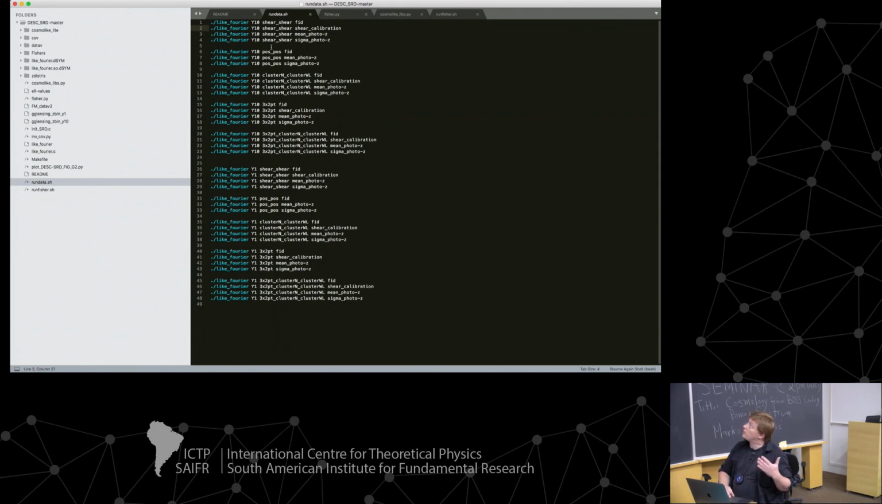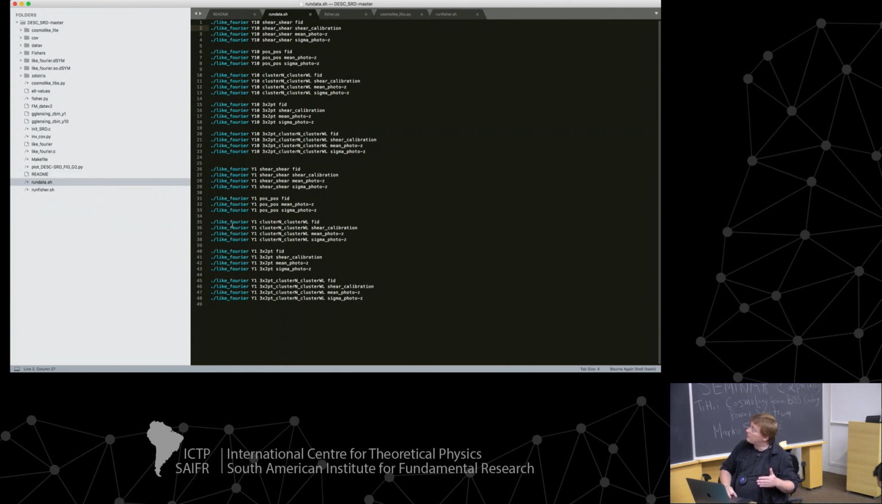So in short, you're computing a bunch of data vectors here for different probe combinations. This is weak lensing, this is galaxy clustering, this is clusters, this is 3x2 point, this is all of it together, and this is the same thing for year one. So that is happening here.